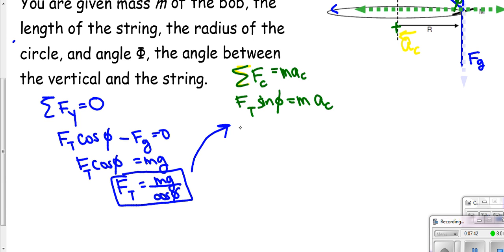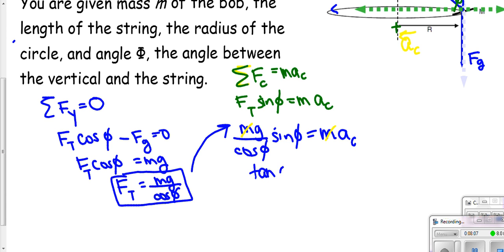So let's substitute that in. Mg over cosine phi times sine of phi. And let's say I want to solve for centripetal acceleration now. Well, you should notice there's a mass on both sides that cancel. You should notice something else, something very mathematical about sine over cosine. It's tangent. So I have gravity times tangent phi is equal to the centripetal acceleration. So that's our second formula.